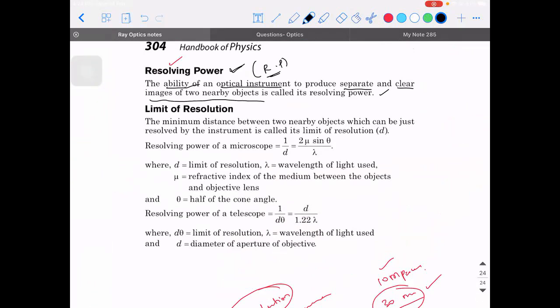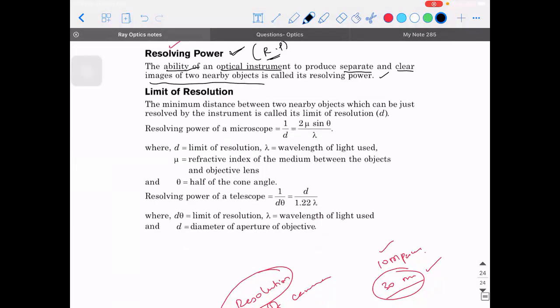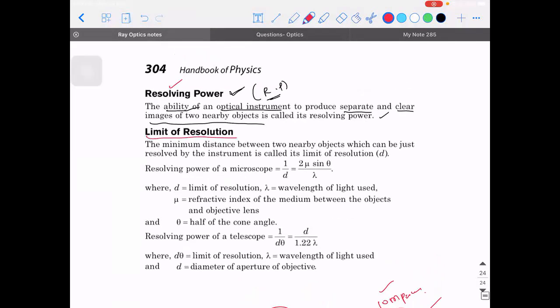The next question: you want to see two separate objects as two distinct objects. But how close or how far apart should those two objects be so that I have better clarity of them? When you're using an optical instrument, the main necessity is proper details. Correct? So, the limit of resolution is the minimum distance between two nearby objects which can be just resolved by the instrument.